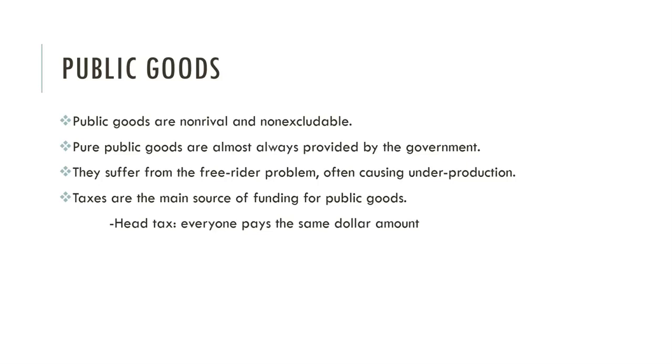We can have different types of taxes. So there's a head tax where everybody pays the same dollar amount. So we're going to build a public park and everyone's going to pay $10.